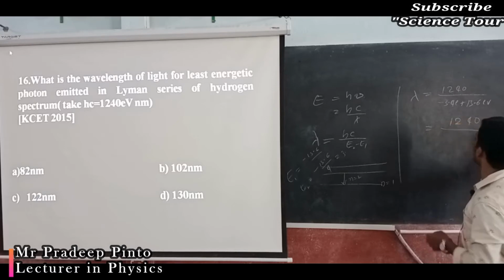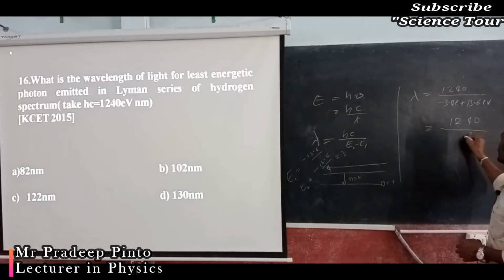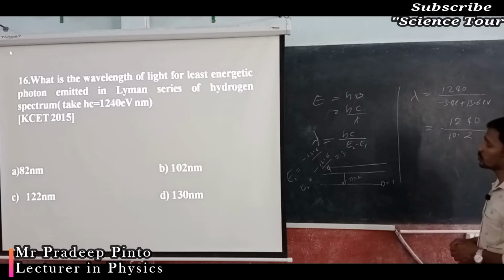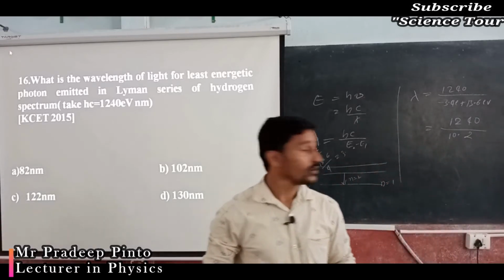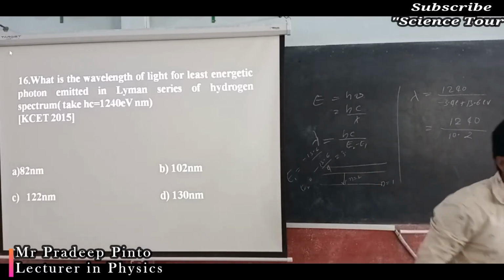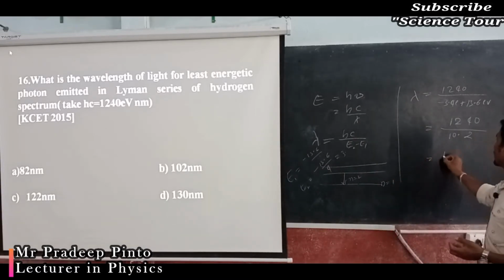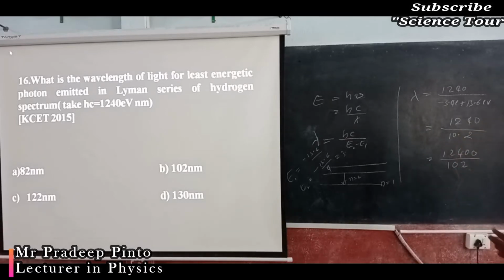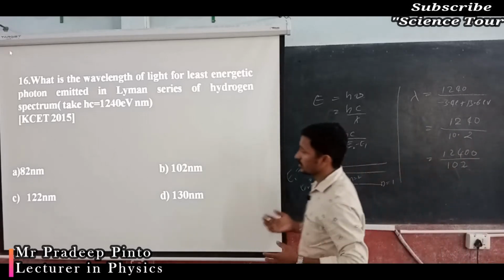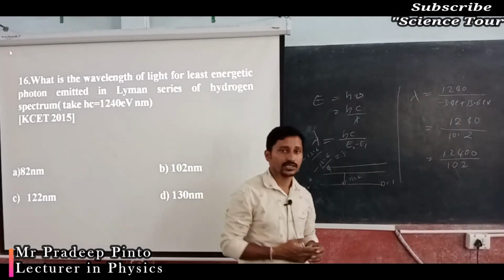So 13.6 minus 3.4 is 10.2 eV, and 1240 divided by 10.2 eV. So nearly, you can do it, that is 12400 divided by 102, you can make it 100, nearly equal to 122, nearly 124 it will come. So which one is nearer to 122? That is nothing but C, the option is C.